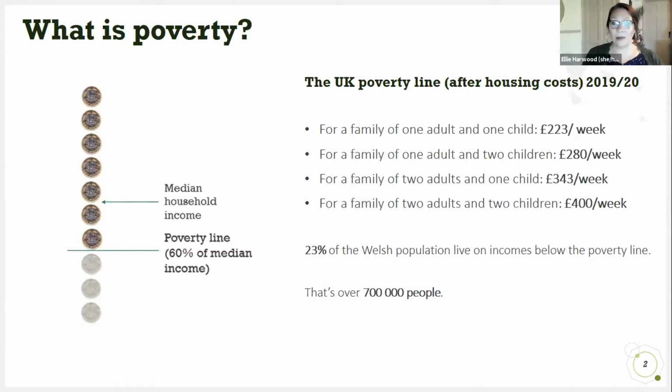So in Wales, 23% of the Welsh population live on incomes below the UK poverty line. So this is obviously a really significant proportion. It's a very high rate. And as we'll go on to see, it affects certain groups in Welsh society much more than others, but there's no denying that we have a very significant proportion of people in Wales living on low incomes.